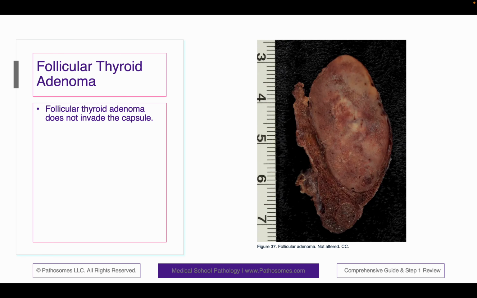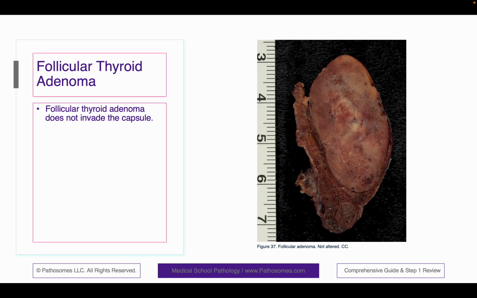Follicular thyroid adenoma does not invade the capsule. As you can see here, it's important to keep that in mind. You'll probably see something like that in the near future. So what we're looking at here is a surgical excision specimen of a thyroid that was bisected, or actually serially sectioned. And then when the nodule was found in a particular section, a photo was taken of it.